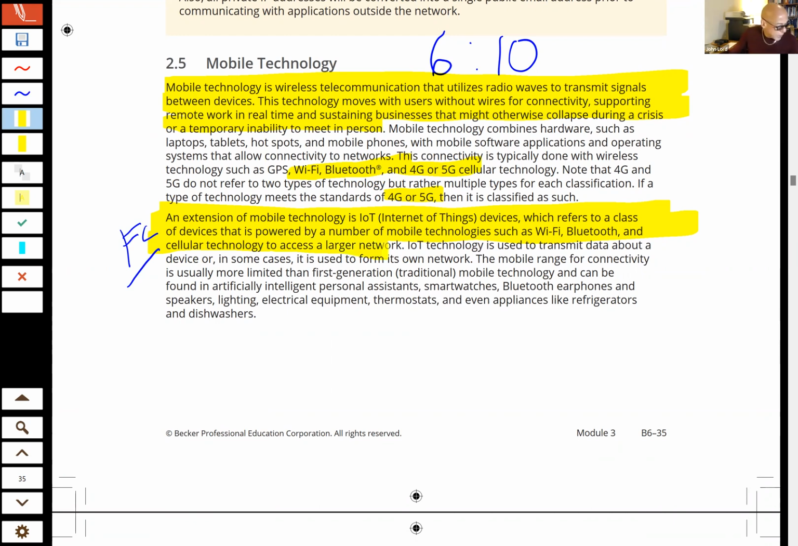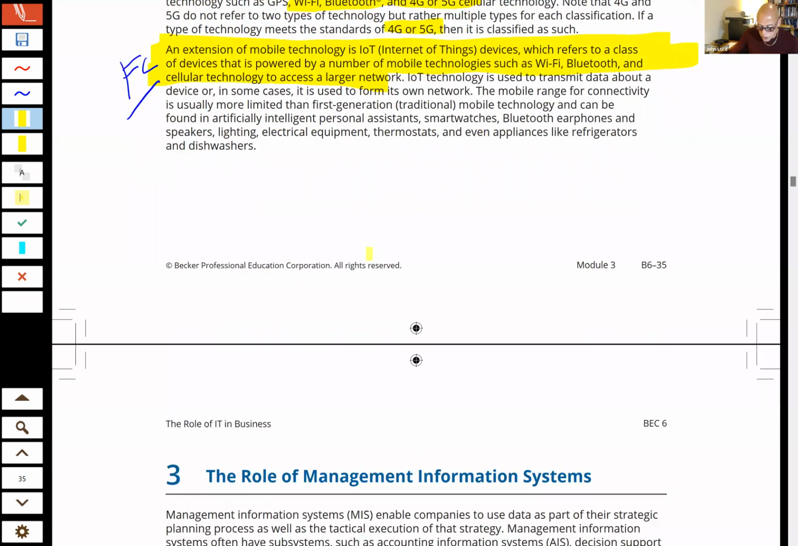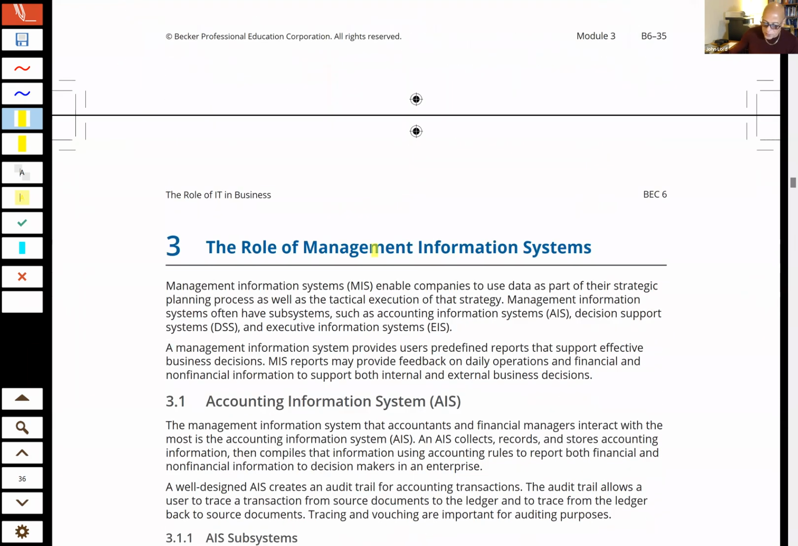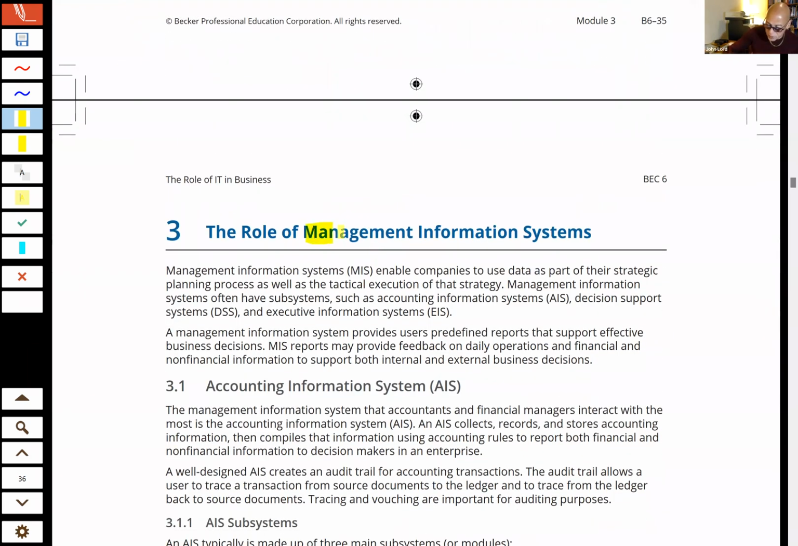Okay, good. Now you come over and we start to talk about management information systems. A management information system consists of different pieces that we're going to be looking at here, which include the accounting information system, the decision support system, and the executive information system. And we're going to spend a few minutes here talking about the accounting information system. Again, it's still the CPA exam, right?